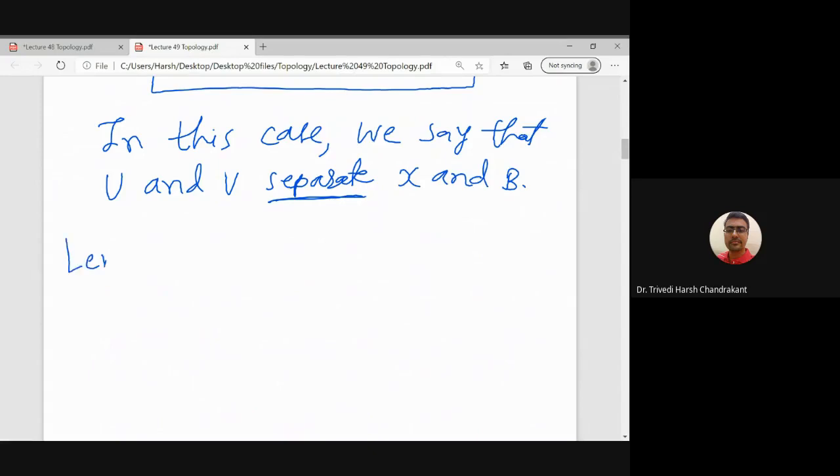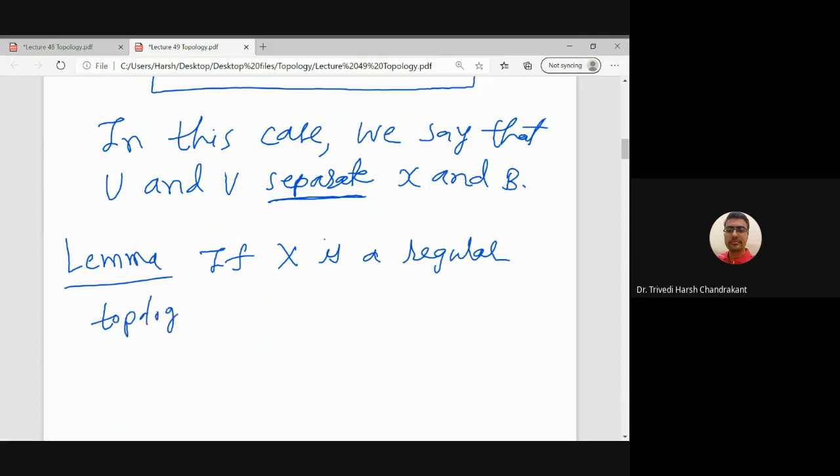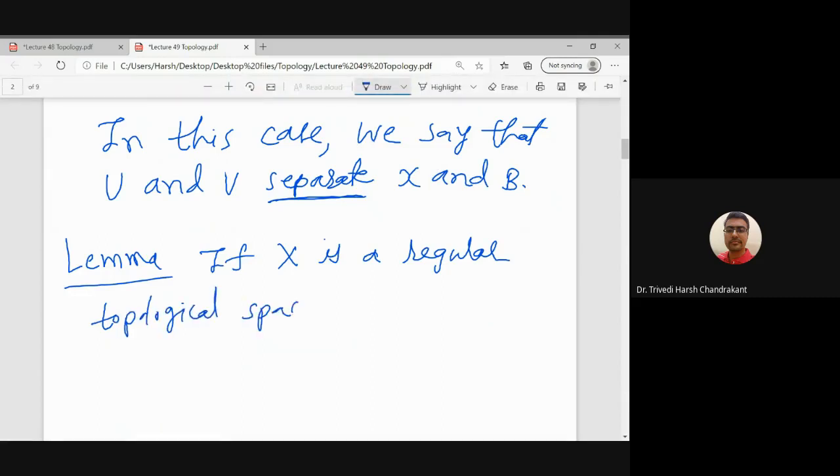So let us see one simple lemma which says what the relation is between a regular space and a Hausdorff space. By the definition and the diagram itself, we can easily see that every regular space is always a Hausdorff space. So let us see that in detail. Say that if X is a regular topological space, then X is a Hausdorff space.